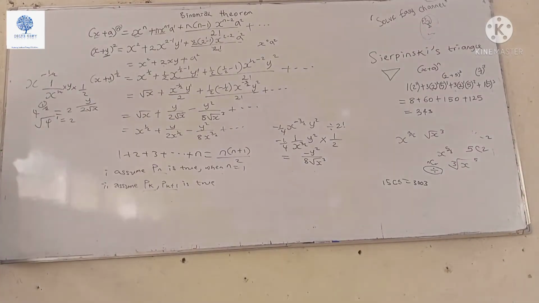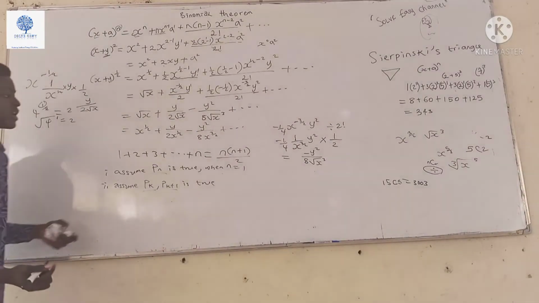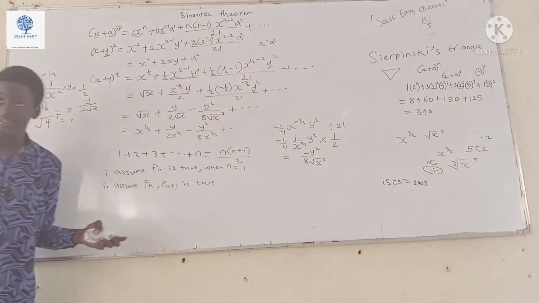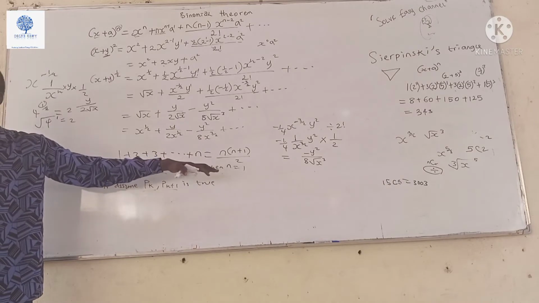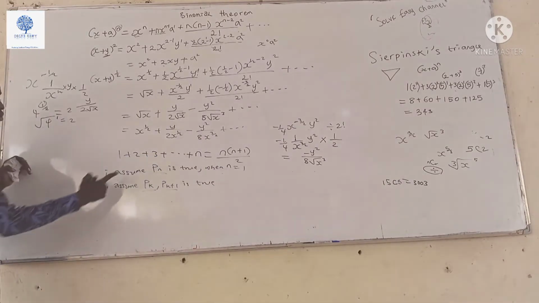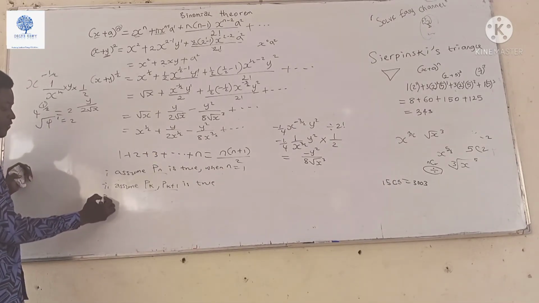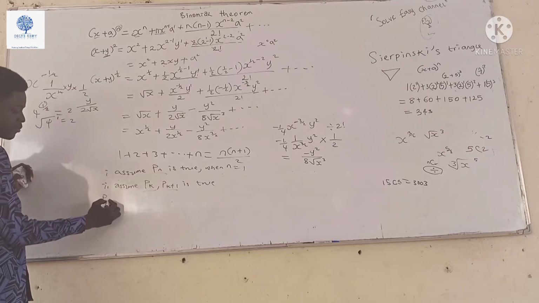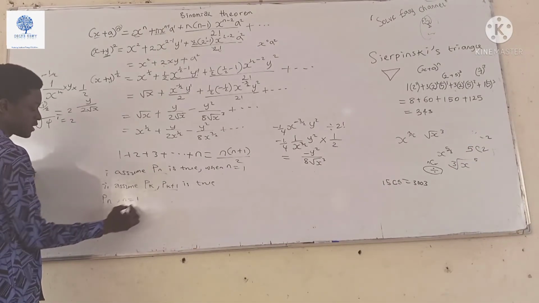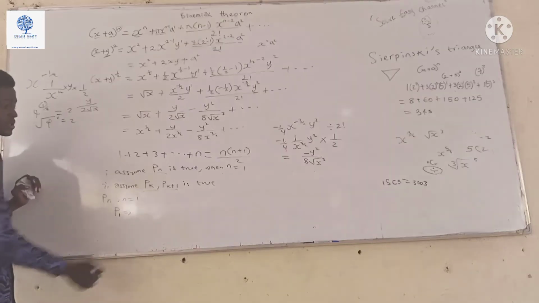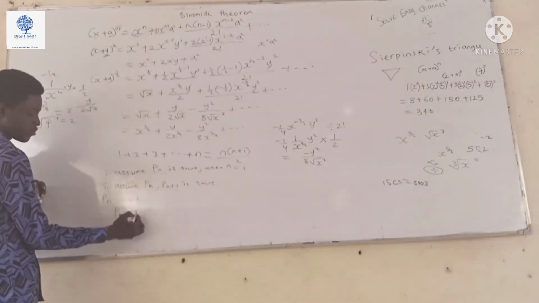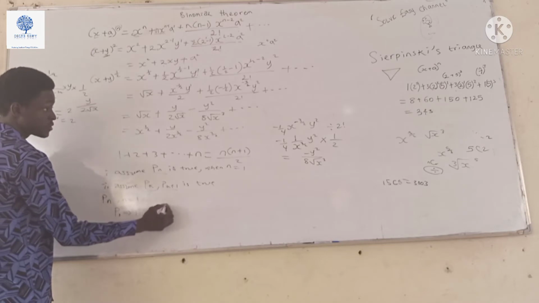Now to prove this, we want to prove it by mathematical induction. First of all, we are dealing with the variable part. Variable is the thing that might change. N could be 1, could be 2, could be 3. So first of all, we said assume P of n is true. P of 1, P of n when n is equal to 1. This is P of 1 implies that we have 1 on this part. 1 is equal to 1.